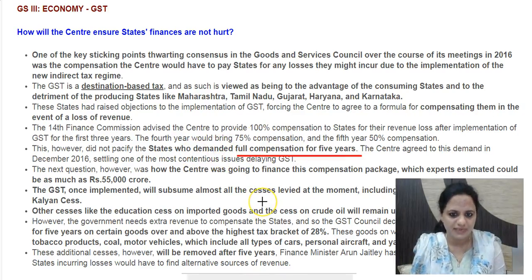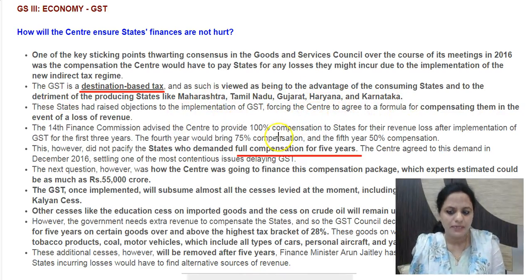Second thing is that how would they get this compensation payment? How would it be done by the center? Or how will this provision be made for? Because GST is a destination-based tax, so it is collected at the destination level. Because of this feature, it is expected that the consuming states would be at an advantage, and the producing states like Maharashtra, Tamil Nadu, Gujarat, Karnataka, Haryana, they feel that it will be detrimental to their benefit. But it will be only after implementation that we would come to know.